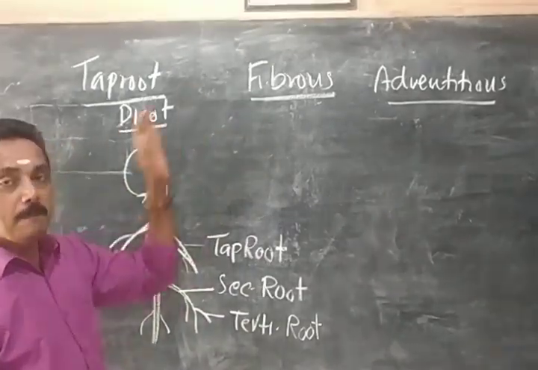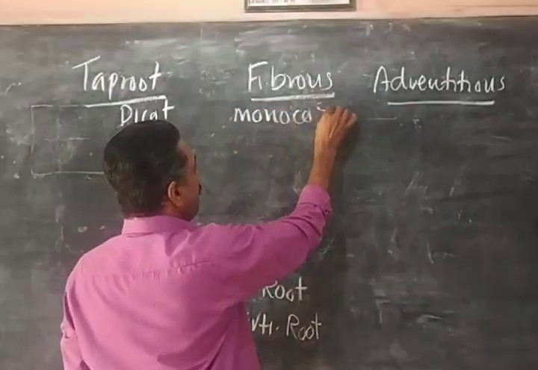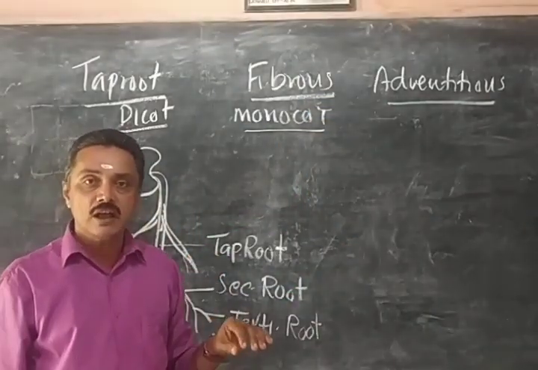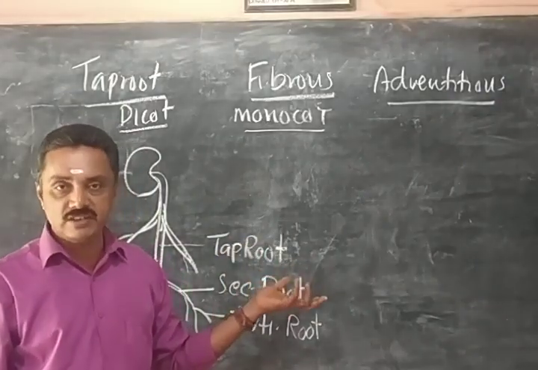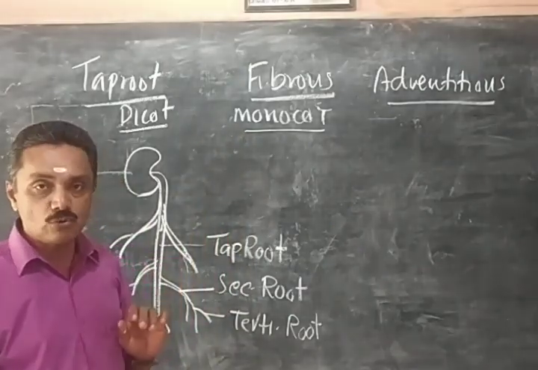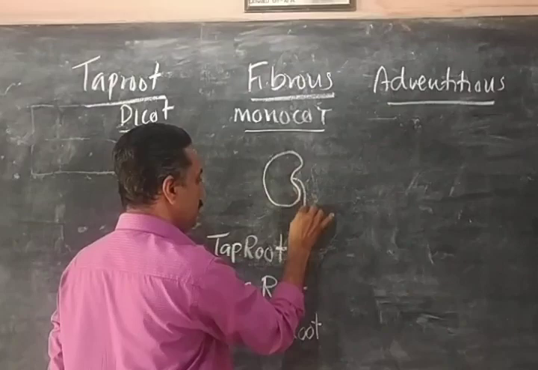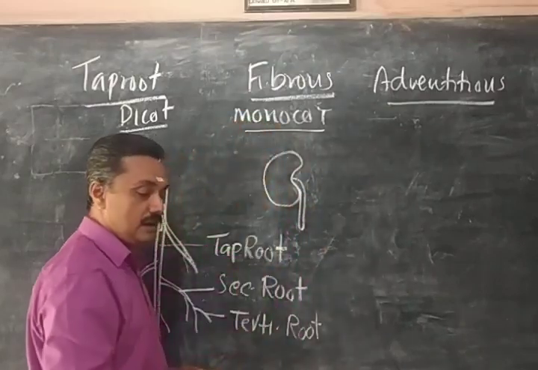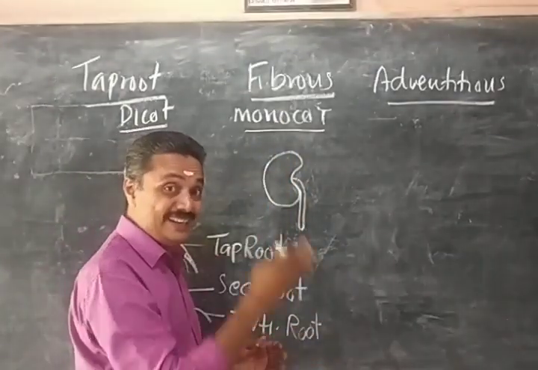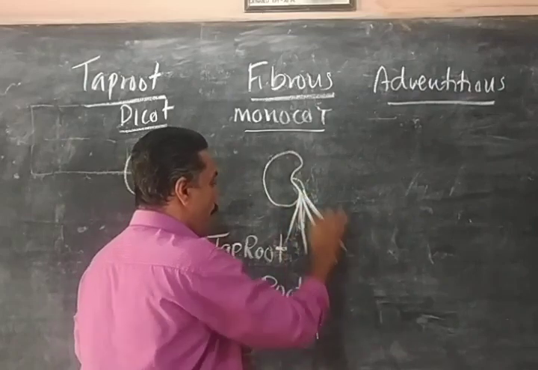When it comes to the fibrous root system, this is seen in monocot plants like bamboo, sugarcane, grass, wheat, areca, coconut or banana. In the fibrous root system, the radicle divides repeatedly like this, and produces a group of roots.